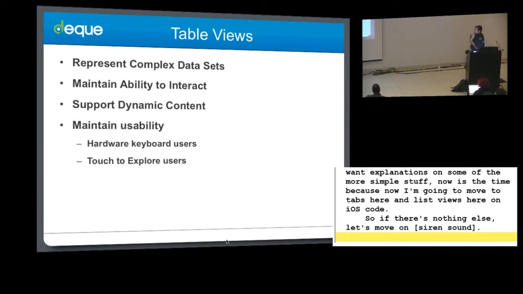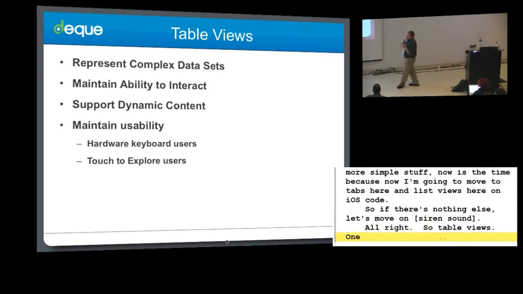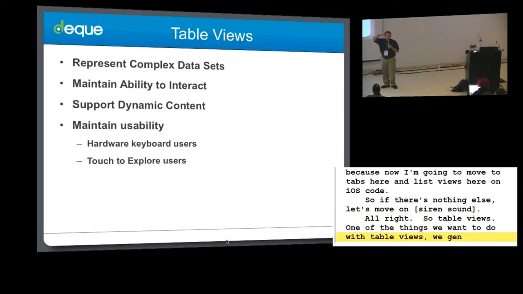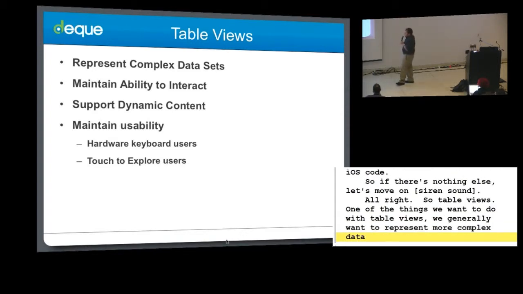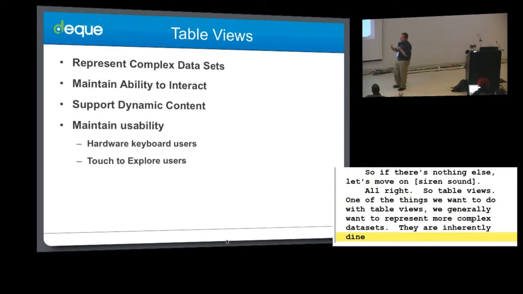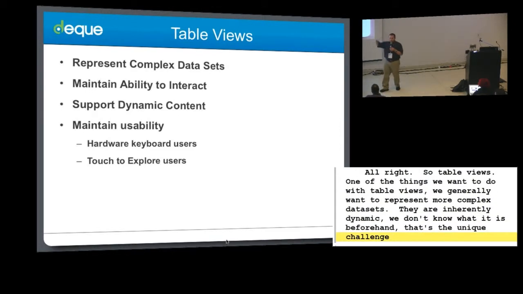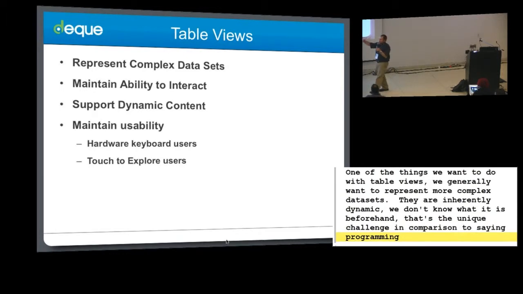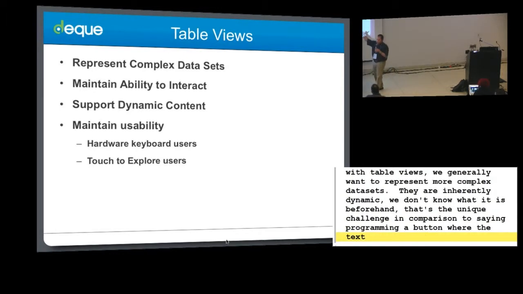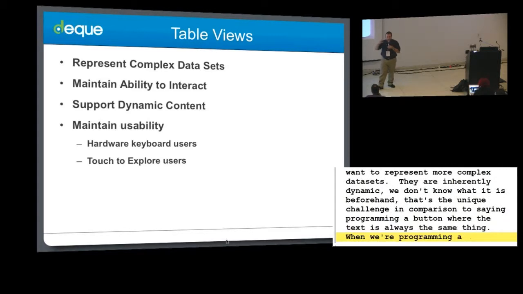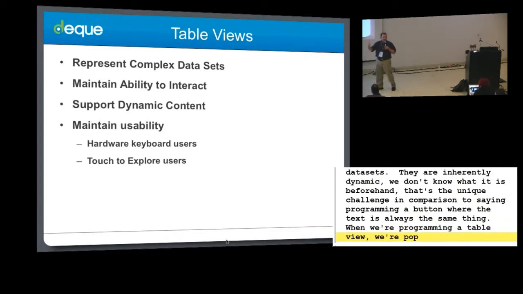All right, so table views. One of the things we want to do with table views is, in general, represent more complex data sets. They are inherently dynamic. We don't know what this data is going to be beforehand. That's a unique challenge in comparison to, say, programming a button where the text is always going to be the same thing, right? When we're programming a table view, we're populating it with, say, a contact list, for example.